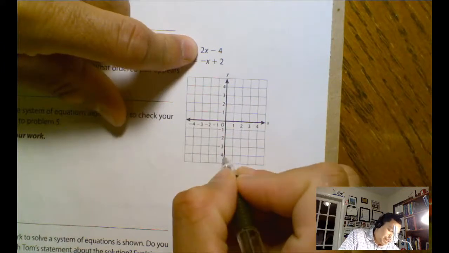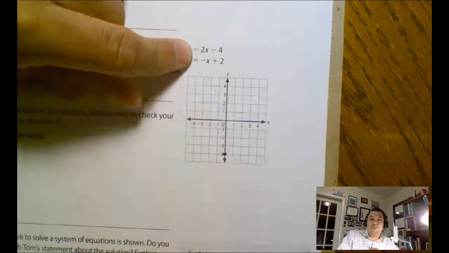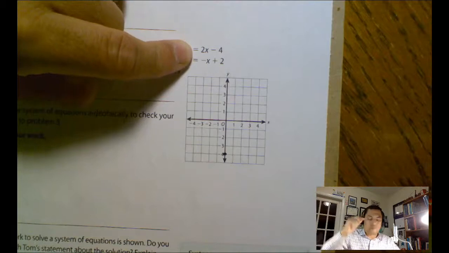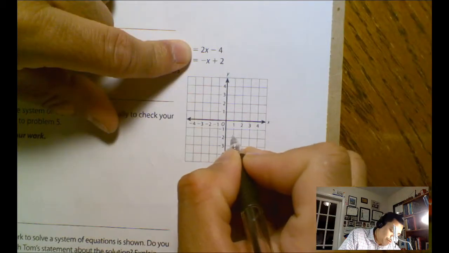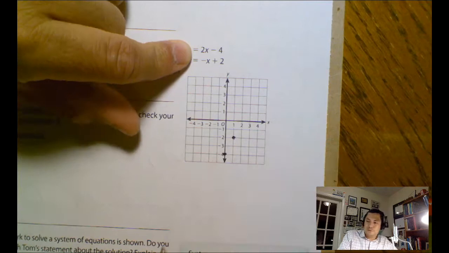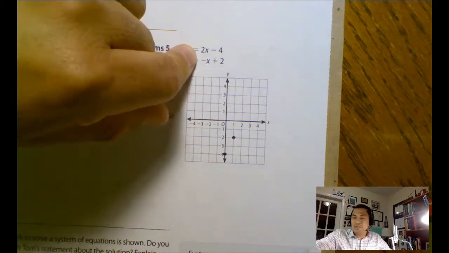So I'm going to start at negative 4. Okay. The slope is 2. That means you're going up 2 units and to the right 1. So 1 to the right 1 here. And then you're going to graph that line.